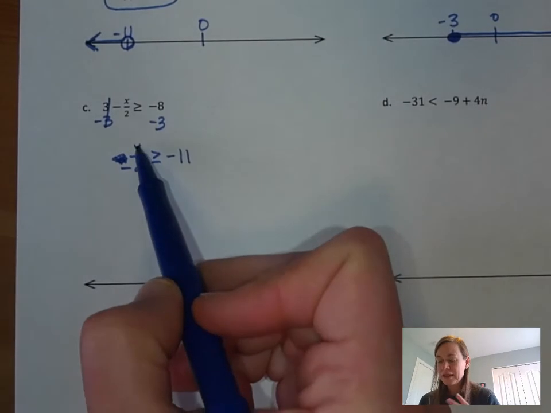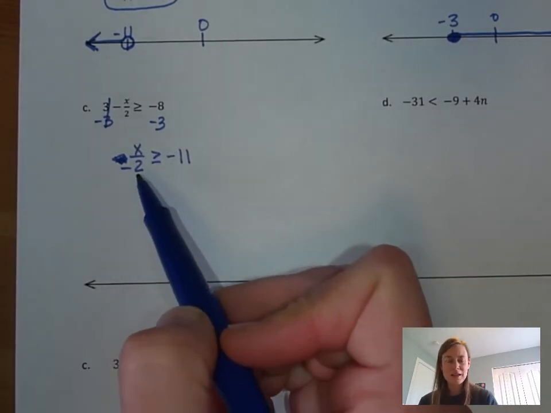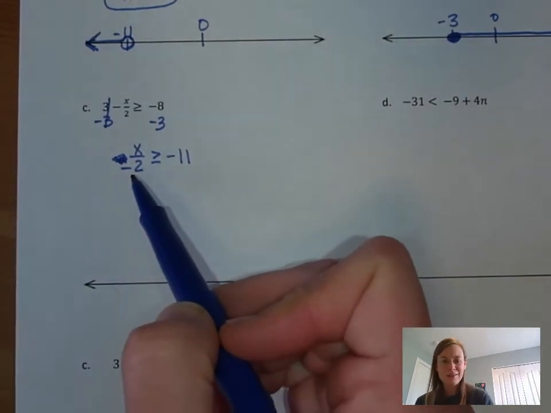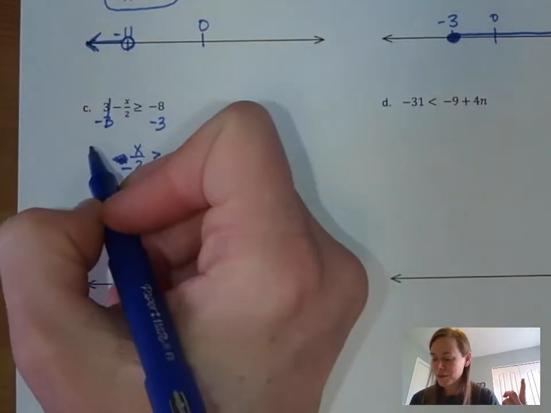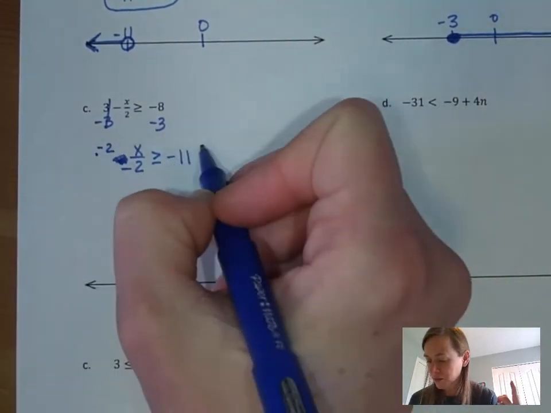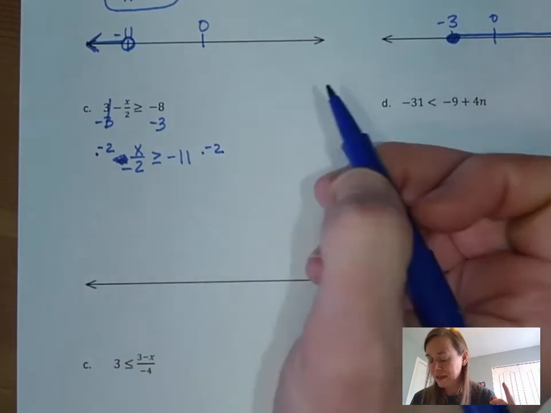So now we clearly have x being divided by negative 2. How are we going to get rid of that? We're going to use the inverse operation. We're going to multiply by negative 2, and we're going to do that on both sides.